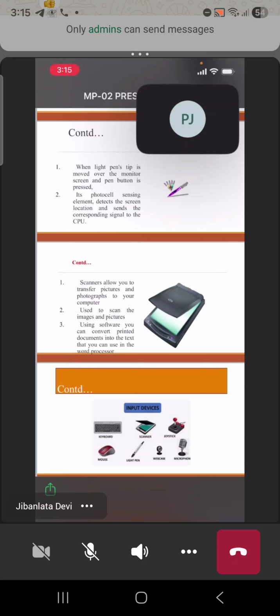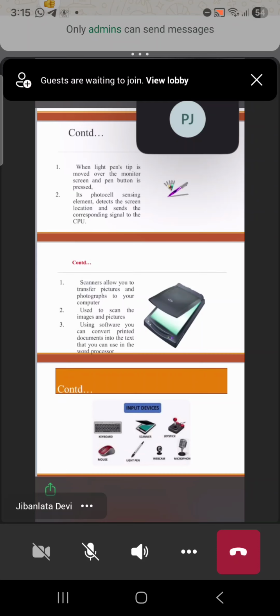Next is the light pen. In the light pen, the pen tip is moved over the monitor screen and the pen button is pressed. When we press the button of the pen, its photocell sensing elements detect the screen location and send the corresponding signal to the central processing unit.